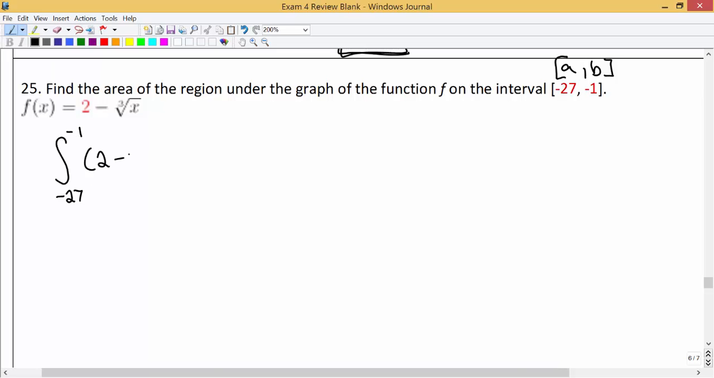And then we're going to integrate the function. Let's go ahead and write this as the cube root of x. Let's go ahead and write this as x to the 1/3 power. And we're going to integrate that with respect to x. So we're going to find the antiderivative of each term separately.